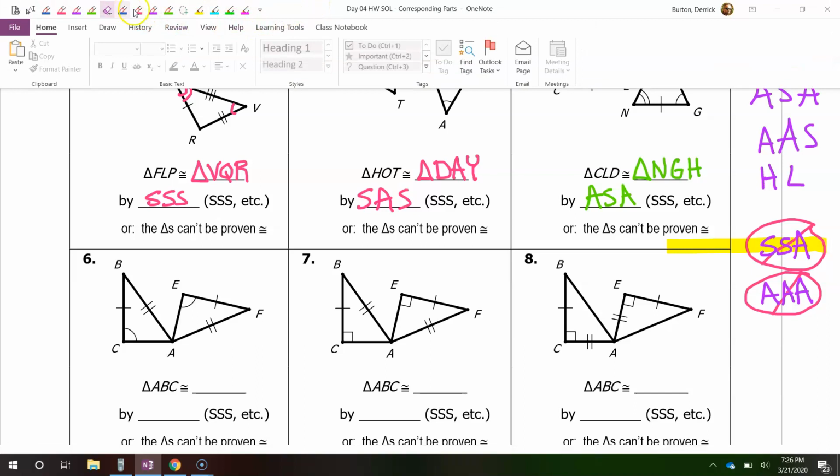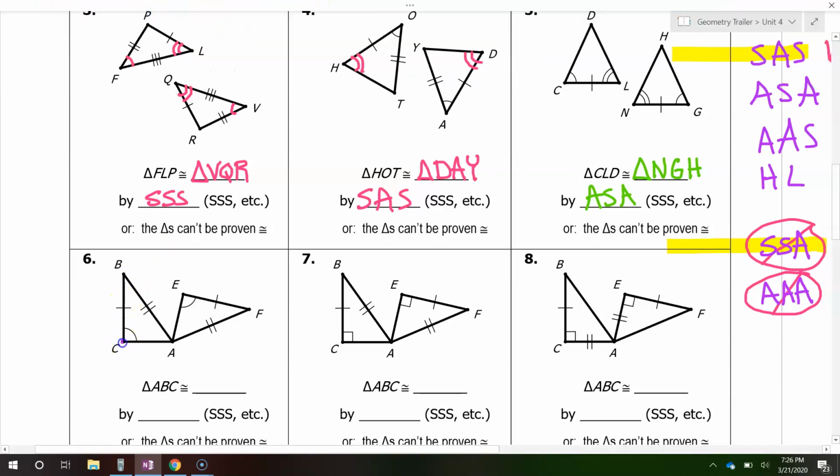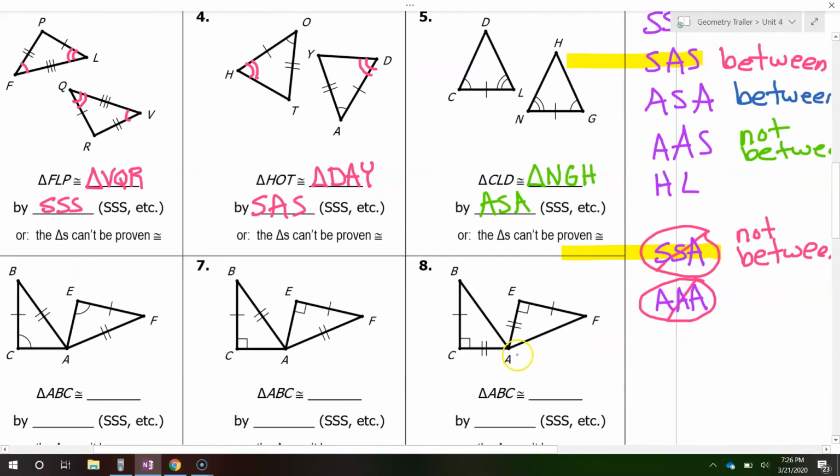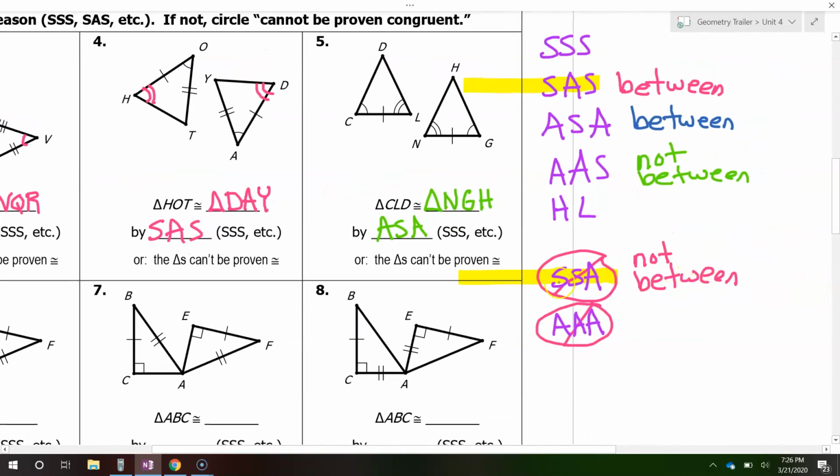So check it out. Here is one side, and here is the other side. Look where they meet. They meet up here. This is where they touch. This is the angle that is between. But the angle marked is something else. So the angle is not between the two sides. So that makes it side-side-angle, which is not a thing.